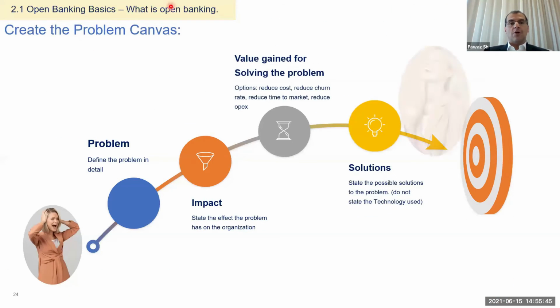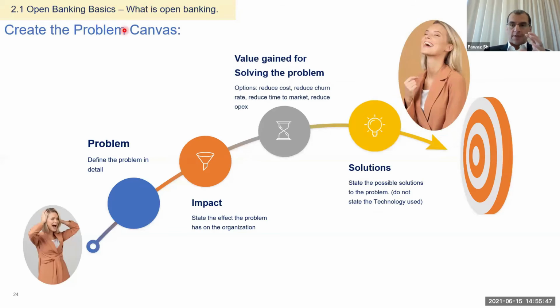We create what is called the problem canvas. The problem canvas is basically a sheet that has multiple columns. The first column is the problem. You define your current problem in the organization. Basically, you put 4 lines. What is the current problem your organization is facing today?